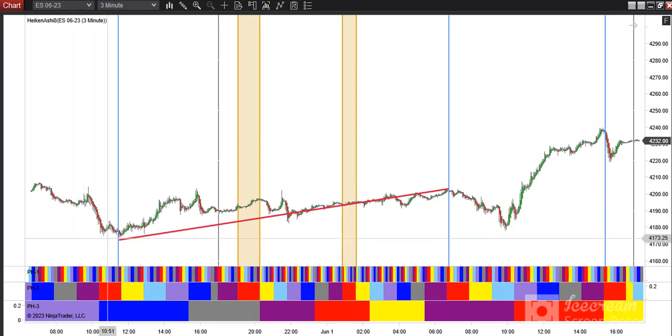Let's take a look at the pH over the last day and a half. We had this low come in yesterday, or actually the 31st, around 11:33. It was in the red pH 2 block.